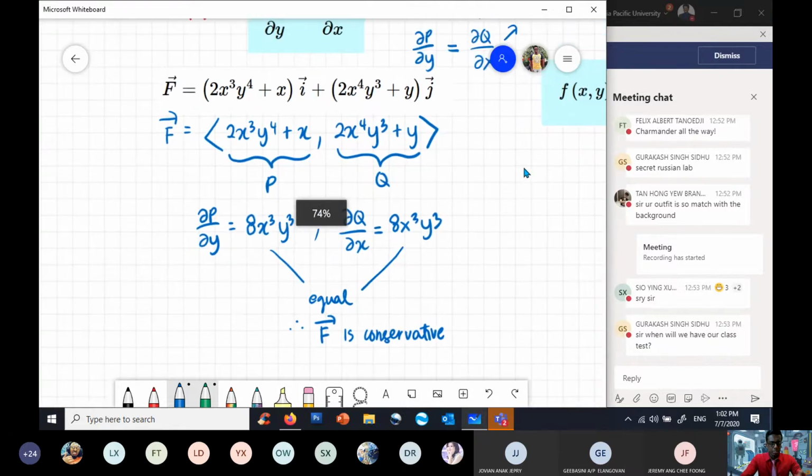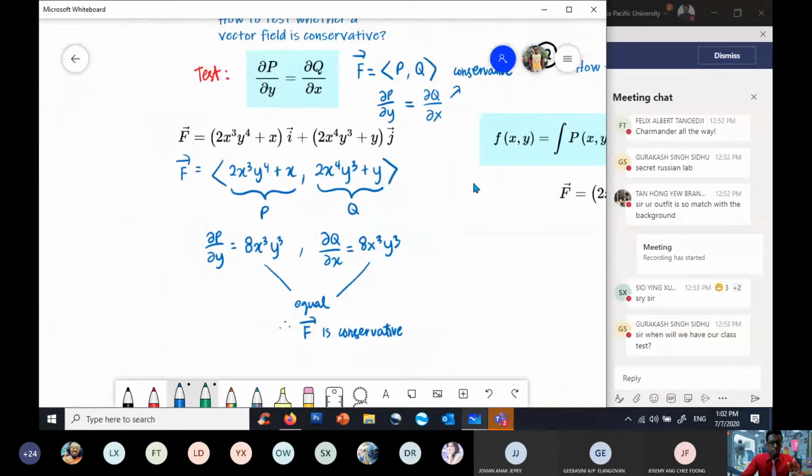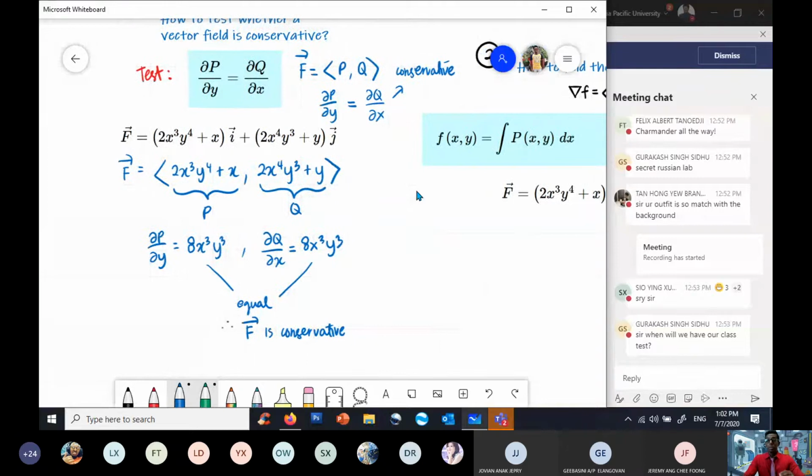So let me zoom out a bit in case any of you want to digest a bit what is going on here. Let me know if you have any problem. I'll be looking at the chat from time to time. But otherwise, this shouldn't be that confusing. Just find the two derivatives, equal, conservative. Not equal, not conservative. Done.